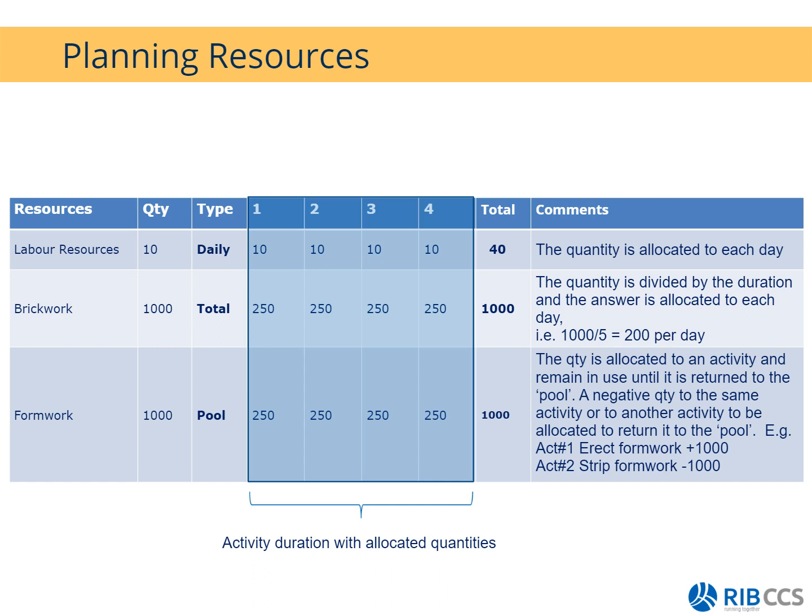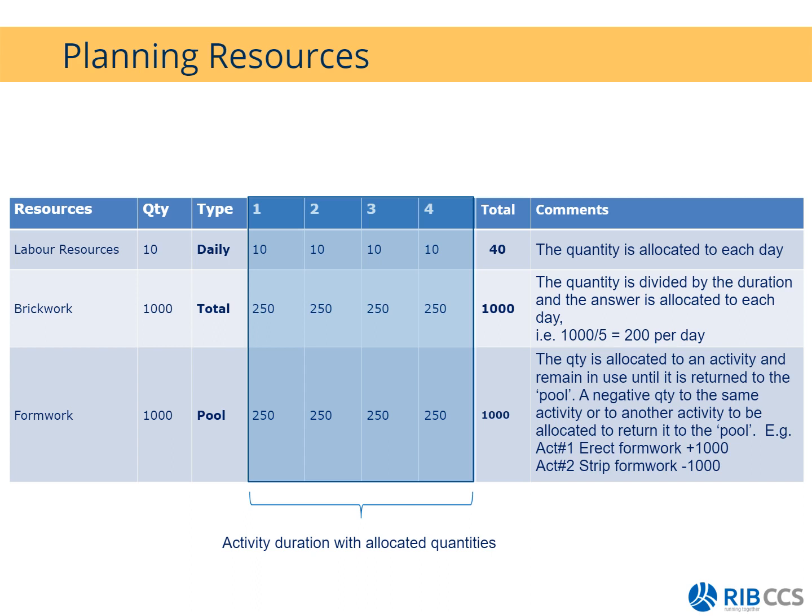In this case, it's 250. My total will then still amount to 1,000. Whether there's a delay on this activity or I try and finish earlier, your quantities per day will just change accordingly as long as the total amounts to 1,000.